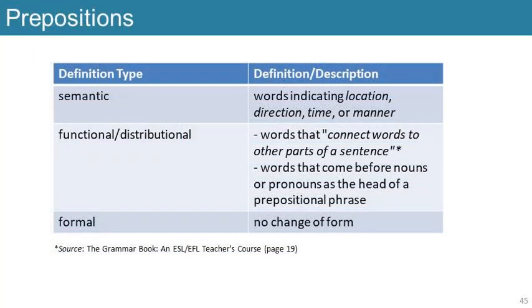In a limited semantic definition, prepositions are said to indicate the location, direction, time, or manner of the noun that follows them. A functional definition points out that prepositions connect words to other parts of a sentence. Distributionally, prepositions come before nouns or pronouns as the head of a prepositional phrase. Prepositions do not change their form, that is, they don't inflect or accept affixes.